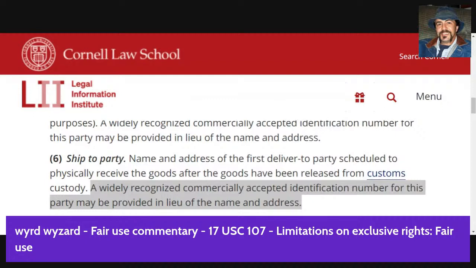Guess what the number on the back of that Social Security card is? That's a widely recognized commercial identification number that can be used on credit. On credit. It's the credit side, not the debit side. It's the private side, not the public side.